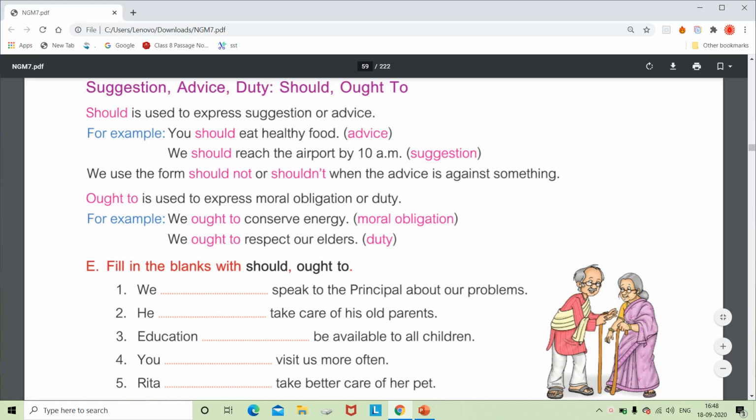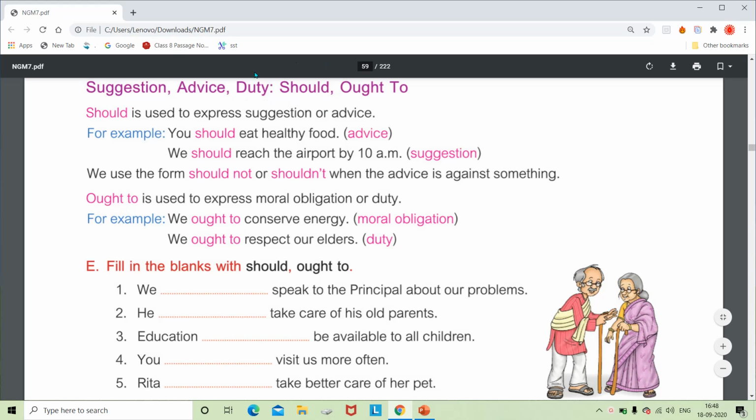Hello everyone. In this video we will learn a few more model auxiliaries. In our last video we had seen exercises A, B, C and D. In this video we will learn exercises E, F, G and H. So here we are going to learn two auxiliaries, that is should and ought to.